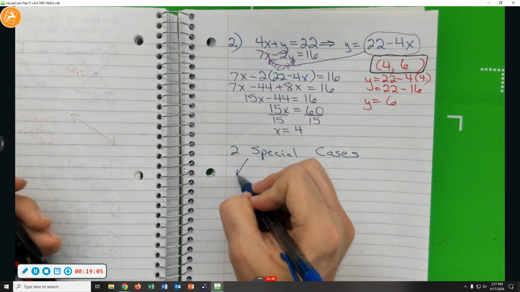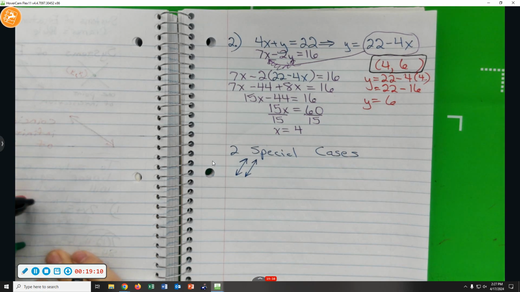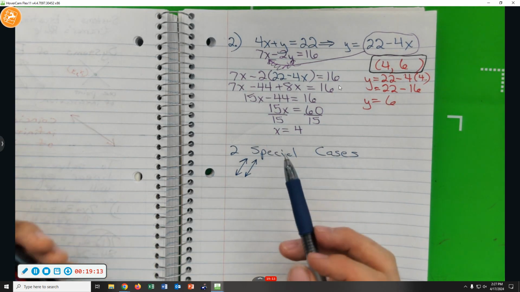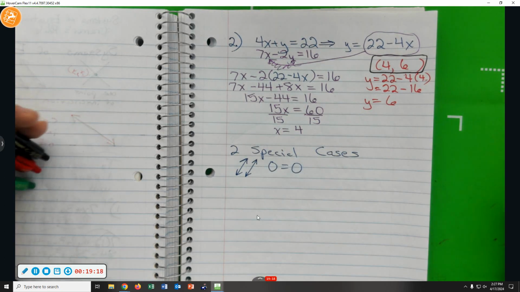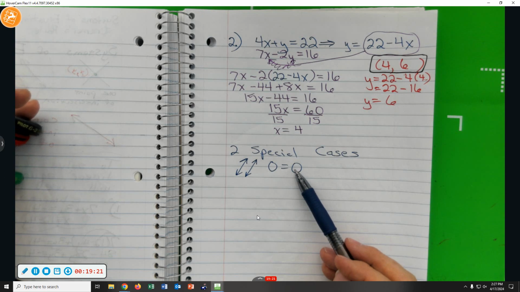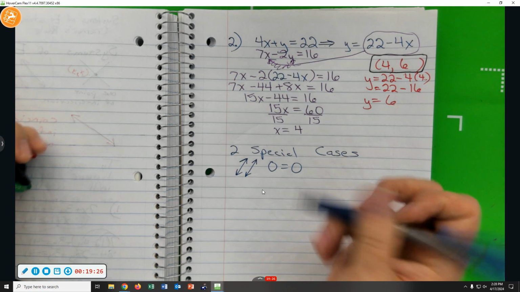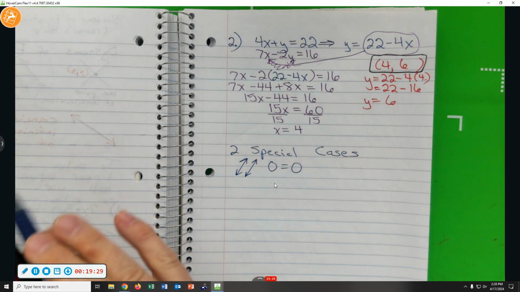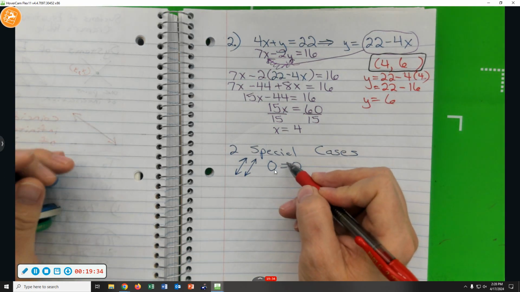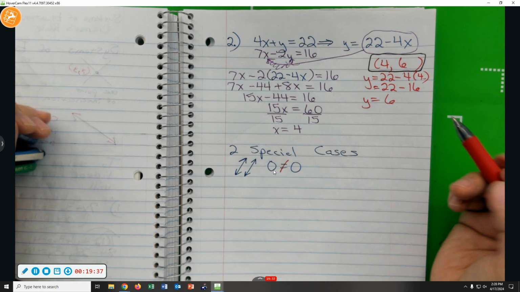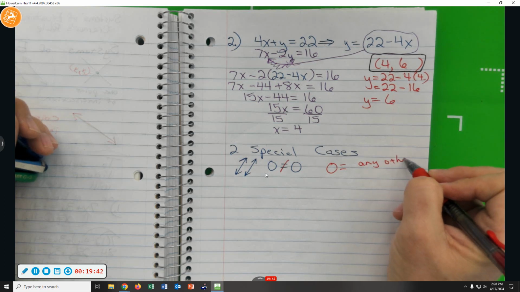For those two special cases, let's do the parallel lines first, okay? If you go through it, everything cancels out, and you have 0 equals 0. Well, how often does 0 equal 0? It always equals 0, right? Oh, wait a minute, that's the coincidental lines. Oh, the coincidental lines. For parallel lines, 0 doesn't equal 0, okay? You have 0 equals any other number. 0 equals 3.